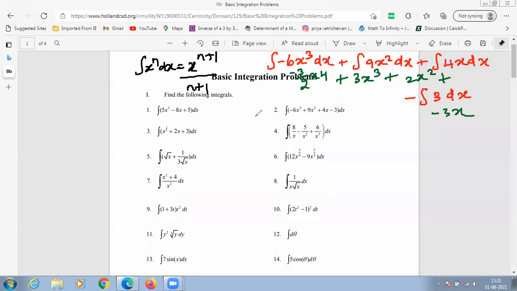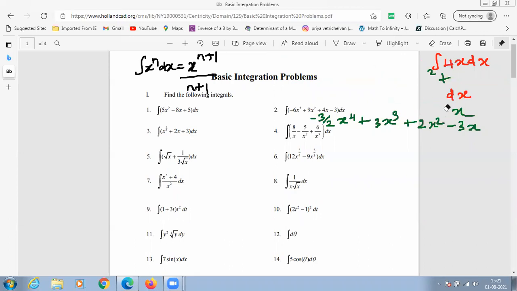So the solution for this question is minus 3 by 2 x power 4 plus 3x cube plus 2x square minus 3x. Yes, I hope it is clear. We'll move on to the third question.